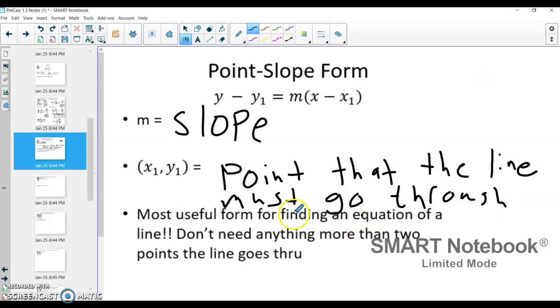Okay, so point slope form, they'll say, here's a slope, or you'll have to determine the slope using parallel and perpendicular properties, and they'll give you a point that this line must go through. So that's when you want to use point slope form, and you'll see that in these next problems here.